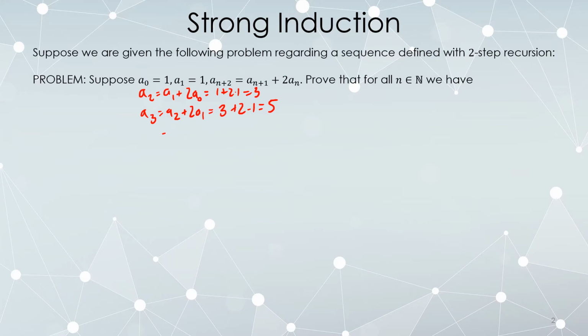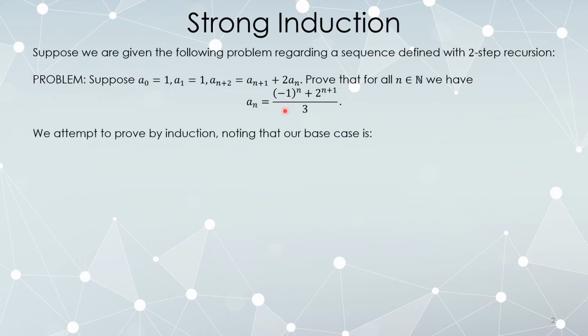But is there an explicit formula that we can use to compute terms of this sequence? Well, hopefully so. In fact, there is. What we're going to do is prove that for all natural numbers, a sub n is given by this explicit formula right here. So we're going to try to prove it by induction because we're trying to prove something for all natural numbers. For our base case, we're going to use n equals 0 and hope that a sub 0 is (negative 1 to the 0 plus 2 to the 0 plus 1) over 3.